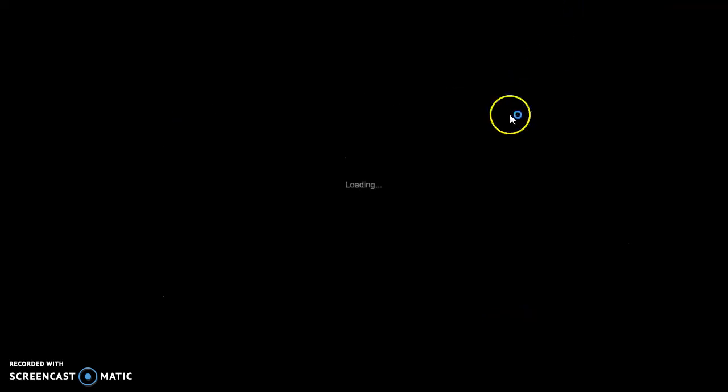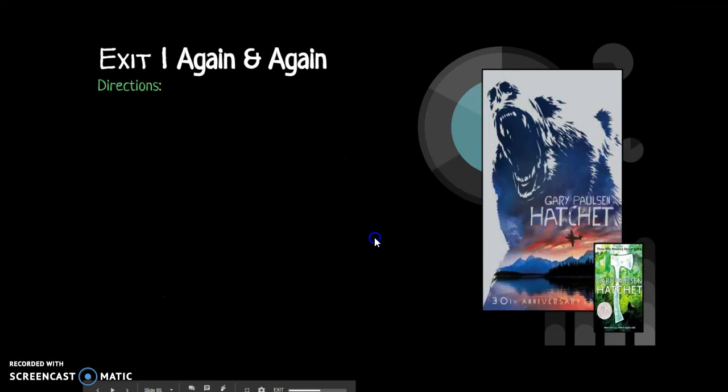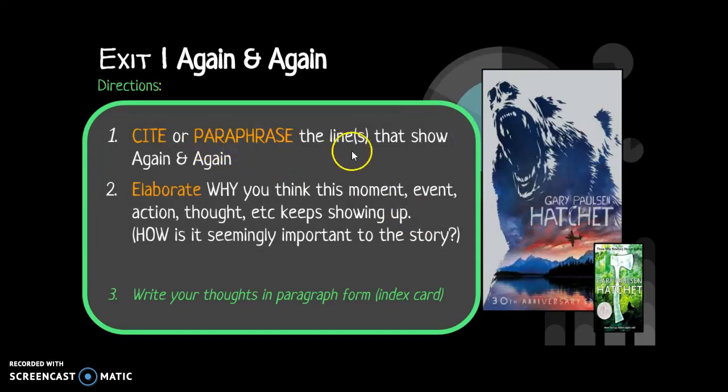Grab a piece of paper or an index card, whichever you like, and I want you to answer the following questions about Hatchet. Cite or paraphrase the lines that show the again and again moment. Remember, you can paraphrase in your own words, but make sure it's detailed enough for me to know what you're talking about. Make sure you also give me some sort of lead-in. Don't just copy and paste the citation and expect me to know that it's an again and again. Make sure you notify me by articulating that in your writing somehow.